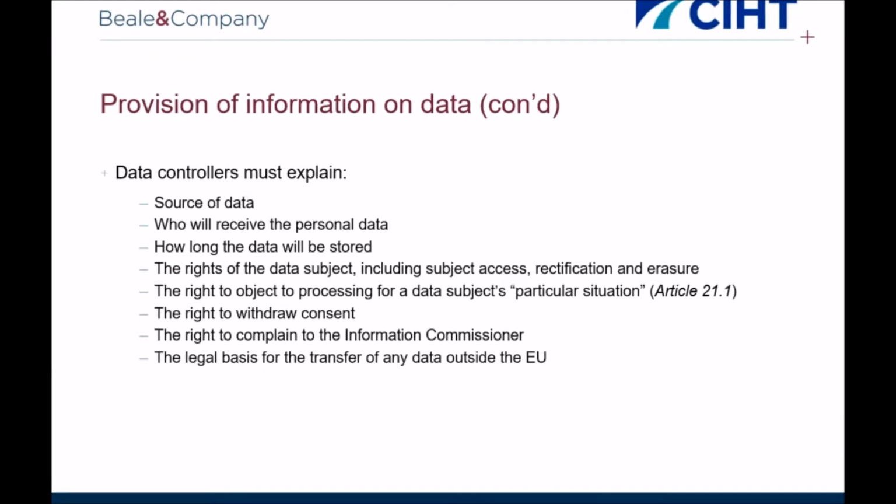Data controllers have to explain the sources of any data, unless it comes from the individuals themselves, who's going to receive the personal data, or the categories of recipients, for example, some other parties, if you're sharing that data, the period for which the data will be stored, or if that's not possible, the criteria used to determine the period, the existence of the individual's rights, including to access, rectify, and erase the information, the right to object to processing on grounds related to an individual's particular situation, the right to withdraw consent if the controller is relying on consent, the right to complain to the Information Commissioner, and the legal basis for transfer of any data outside the EU.